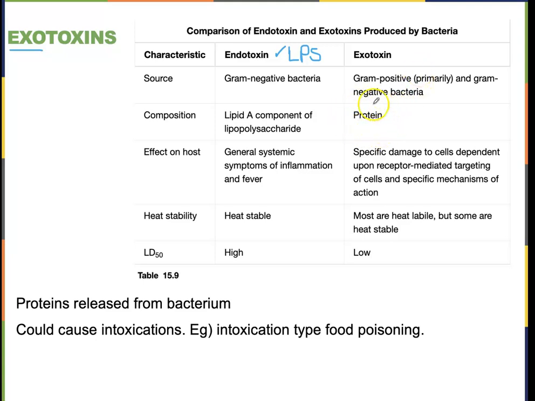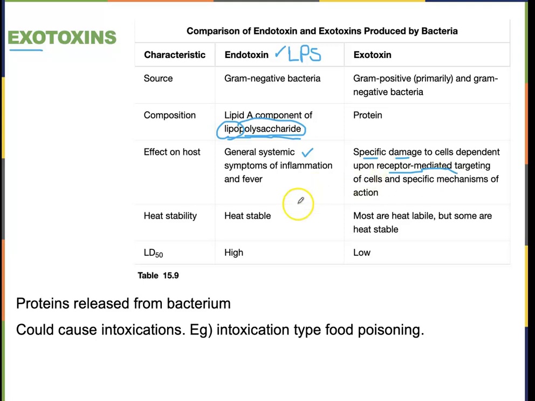Exotoxins are going to be proteins, so they're going to be made of amino acids, whereas LPS is a lipopolysaccharide, right? So there's a lipid component and a sugar component, the polysaccharide, but not protein. The effect on the host: you can have systemic symptoms, inflammation and fever. And exotoxins are going to be very specific. Each toxin produced has sort of one target in the body. So there is very specific damage to cells, dependent on the receptor-mediated target. There's going to be a match between the exotoxin and some kind of molecule on the host cell, which is going to dictate the action of the toxin.